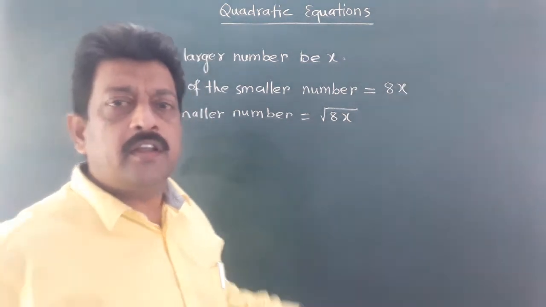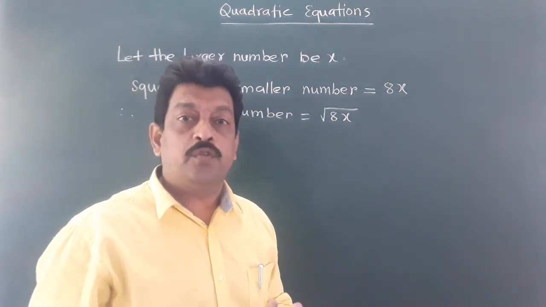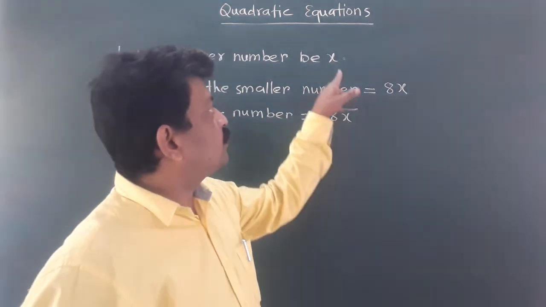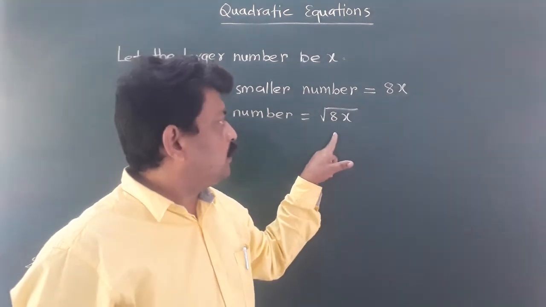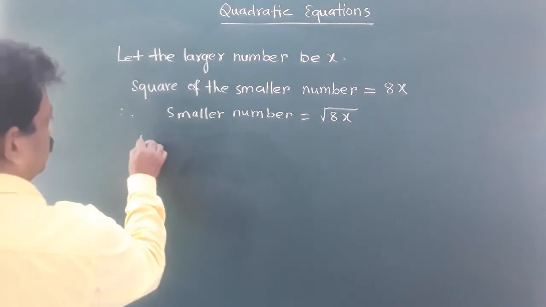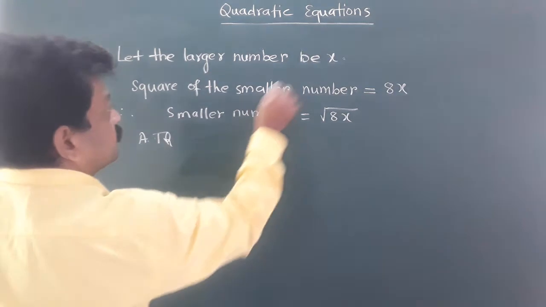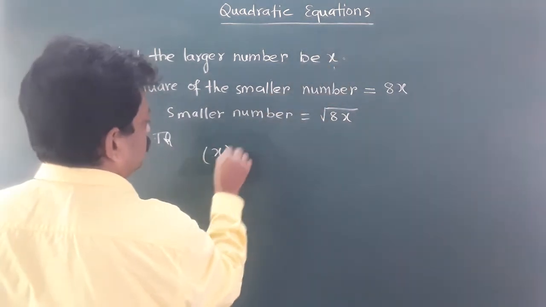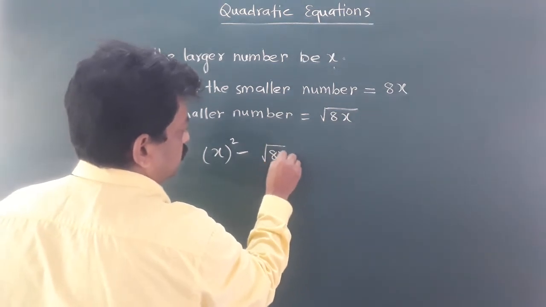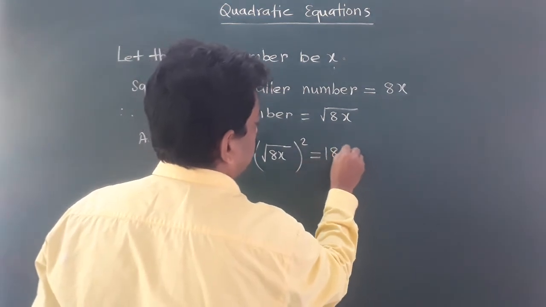The first condition says that the difference of squares of two numbers is 180. That means the larger number squared minus the smaller number squared equals 180. So according to the question, the larger number I have taken is x, so x squared, and the smaller number we have got is root over 8x, so root over 8x, the whole squared, equals 180.